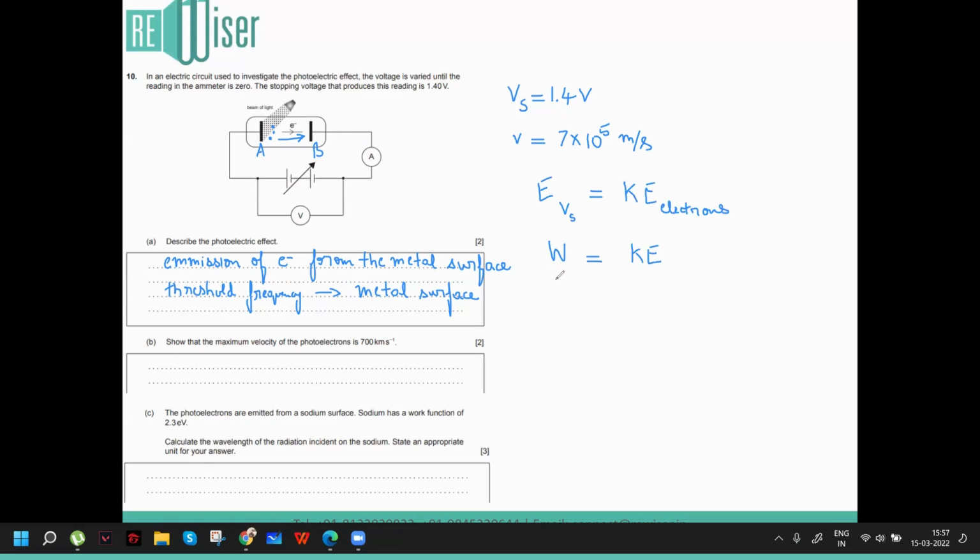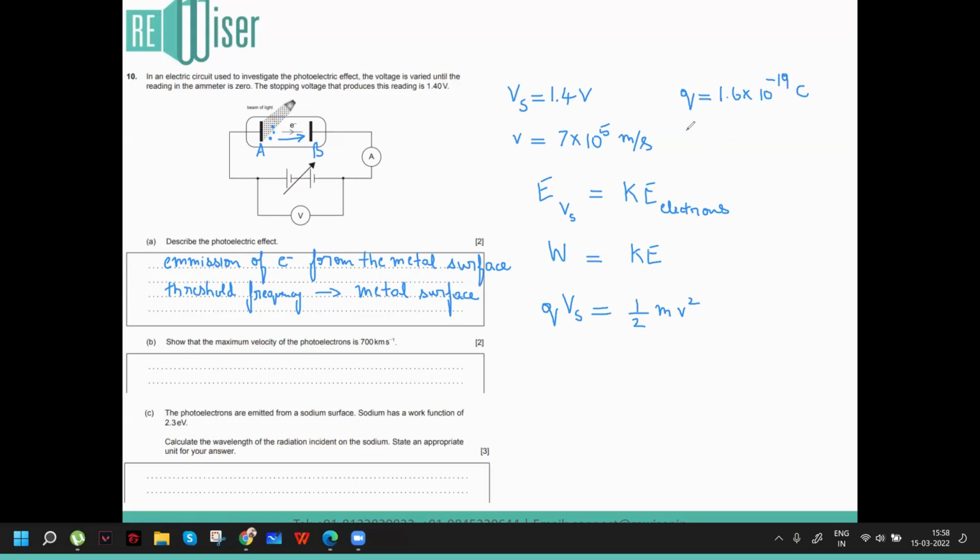Work done from the voltage is Q into Vs. This is equivalent to half mv square. Here Q stands for the charge of each electron, which is taken from the data booklet to be approximately 1.6 into 10 to the power of minus 19 coulomb in magnitude. Vs is the stopping voltage given in the question.